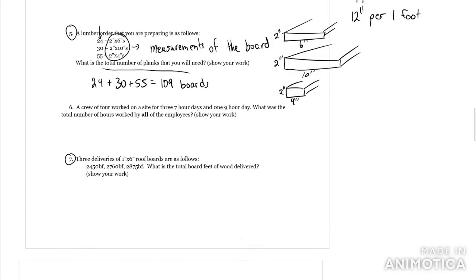Next up, we have 3 deliveries of 1x6 board roofs that are as follows. We have 2,450 BF, 2,760 BF, and 2,875 BF. And then it says, what is the total board feet of the wood delivered? Now, key bit, we're going to translate. We're going to assume that BF represents board feet, because it's not a symbol that we're used to, but suddenly it says it over here. And when I ask questions, I will try to be explicit by saying, in brackets, BF.